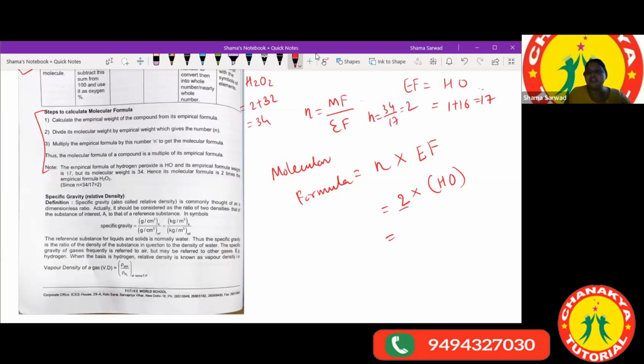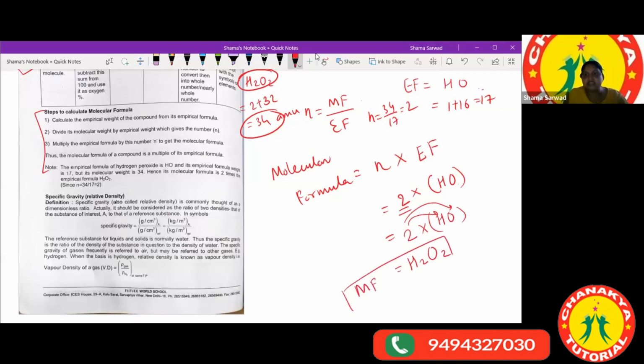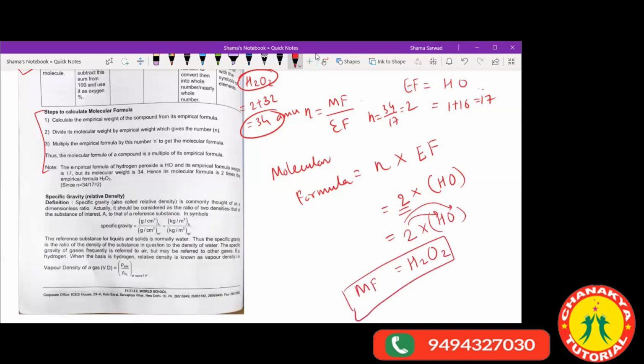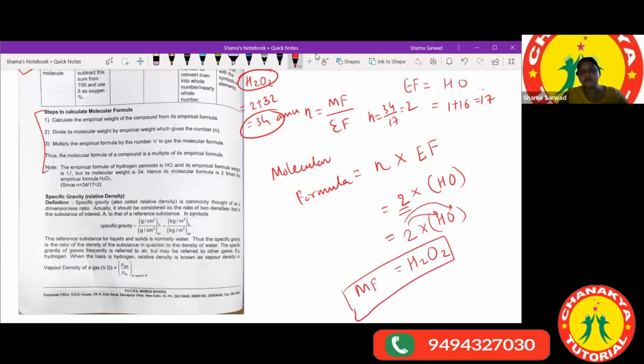So this 2 goes with this HO. This you would not be aware of before, okay? Only this value would be given to you, in amu. Okay? Fine. Now this 2 would be multiplied with HO. It means this 2 will multiply hydrogen as well as oxygen, and you have to write it as a subscript. H2O2. This is your molecular formula. Got it? Yes, ma'am. This is a simple example to find out the molecular formula by knowing the empirical formula.